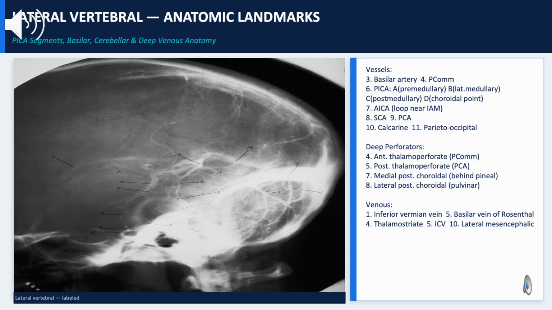Deep perforators from the posterior communicating artery (4) and posterior cerebral artery (5-6) are visible on the lateral vertebral view in patients with a large PCOM. These supply the thalamus and cannot be sacrificed. The basal vein of Rosenthal (5) on the venous phase traces along the tentorial edge and joins the great vein of Galen.